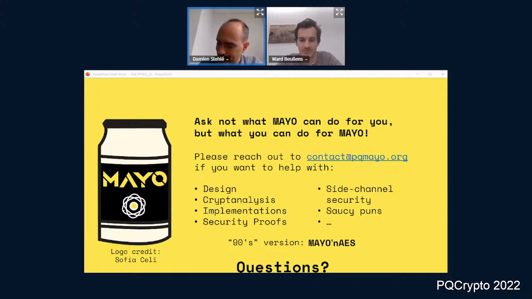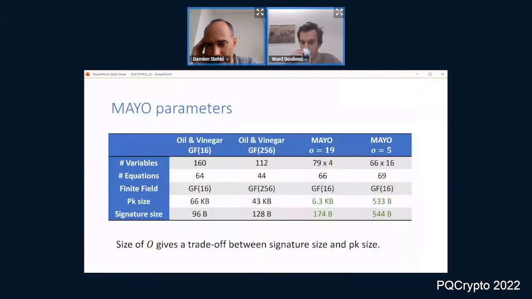About Mayo, I found it very interesting that you can trade the verification key size for a bit larger signatures, and the trade-off is very good because the VK size decreases very fast. Can you go beyond, decreasing the verification key size even more, up to some increase of signature size? What is the limit of this?